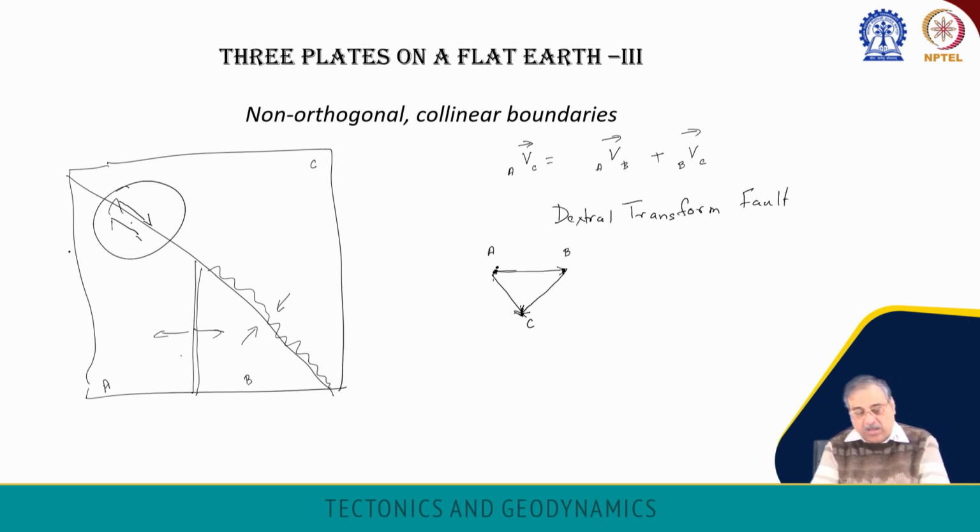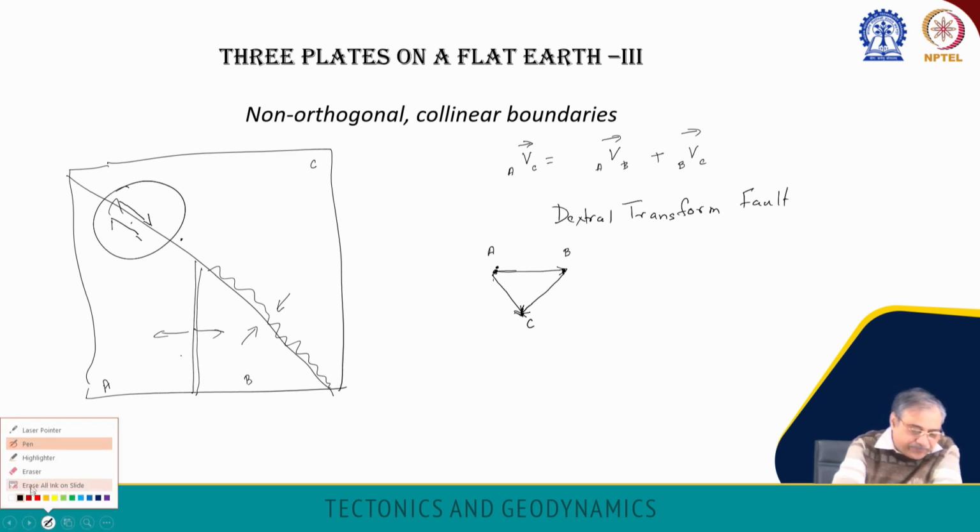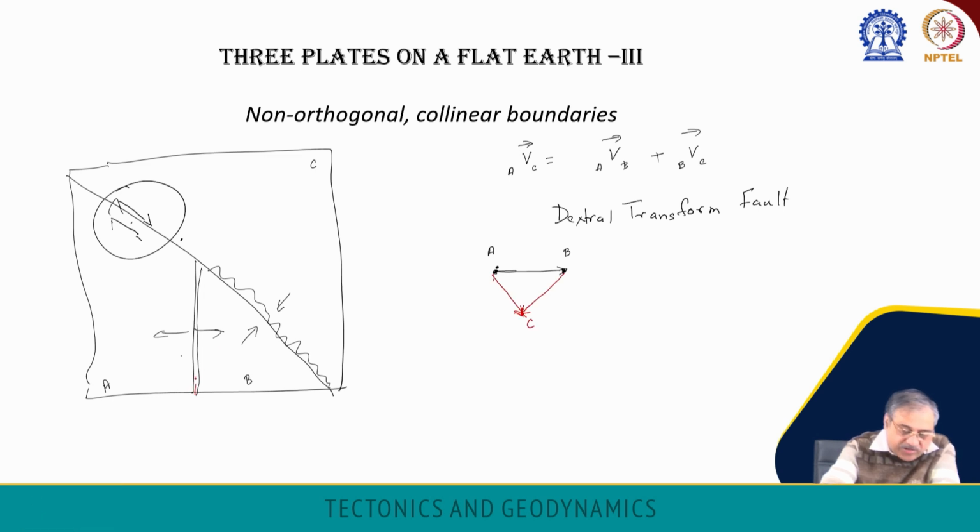Now, the question of course comes that if an observer is placed on plate A, what would the person observe to be the velocity of the boundary, of the ridge between the two plates? How does the ridge move? One of the things to remember is that the ridge is a line which is midway between here.